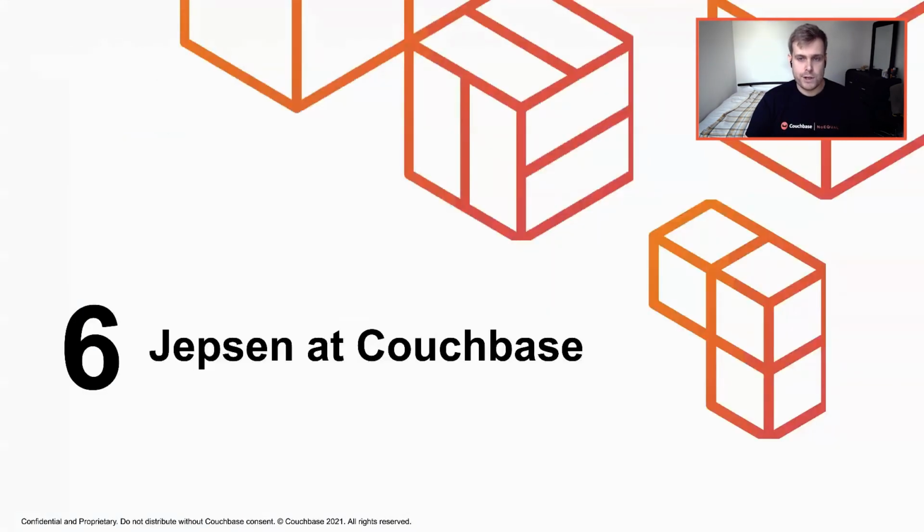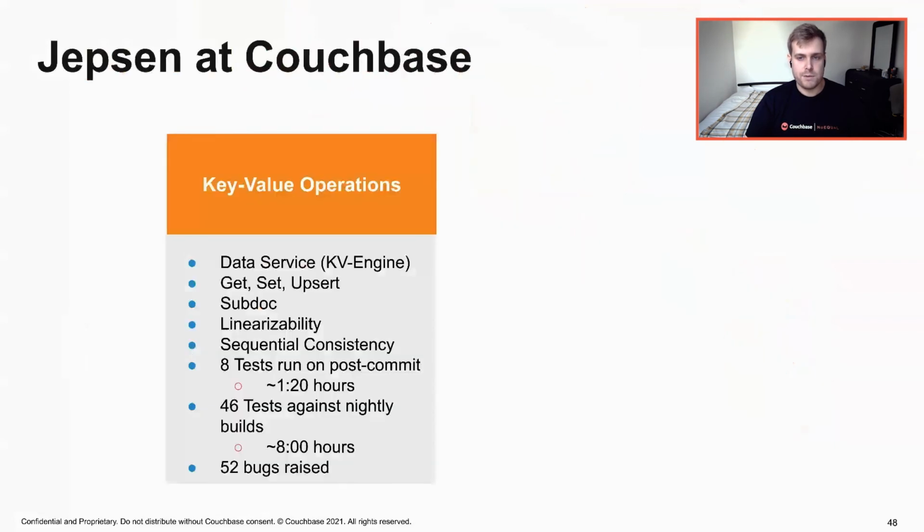In this section, we're going to take a look at the types of testing that we perform using the Jepsen framework. Currently at Couchbase, we're using the Jepsen framework to test consistency in 2 main areas. The first of these being our data service when performing key value operations, which we test for linearizability and sequential consistency. Though in most cases, we check for linearizability given it's a greater level of consistency.